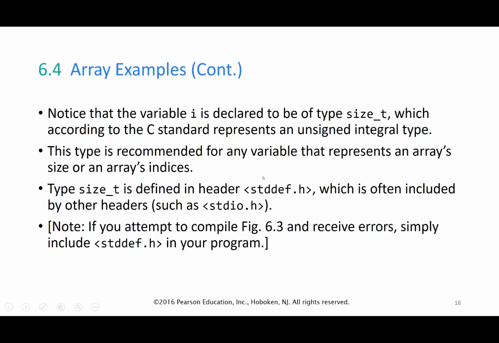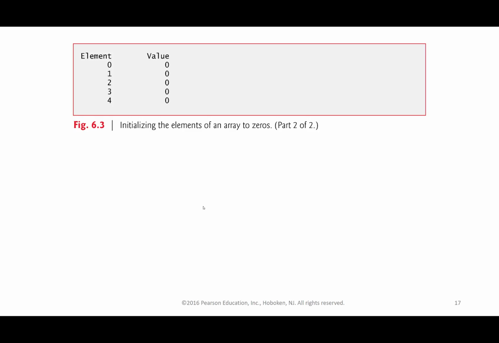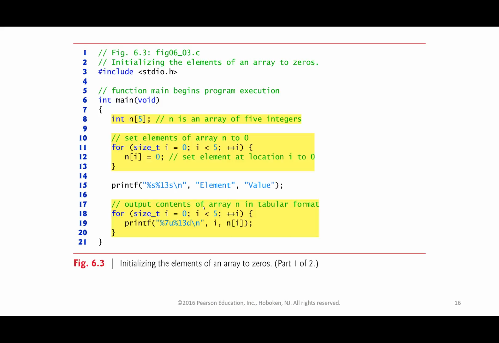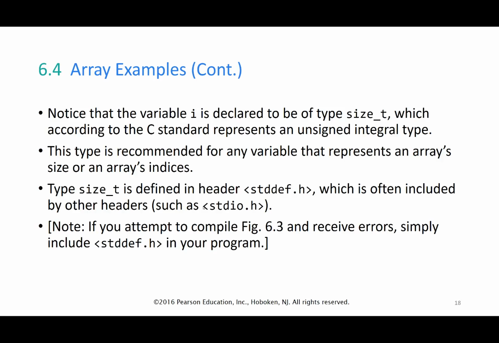It's recommended for any variable that represents the size of an array. It's defined in stddef.h, which is included in standard I/O. Don't get hung up on it, don't even worry about it. Just use int i equals 0.